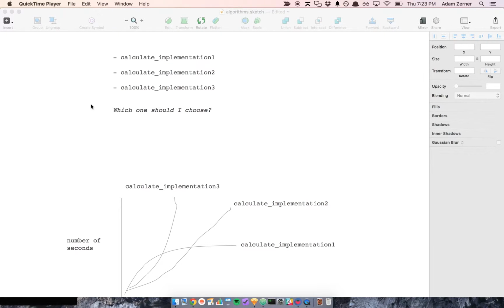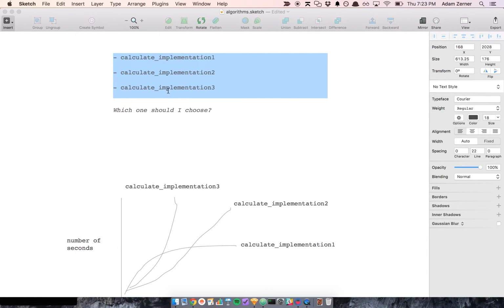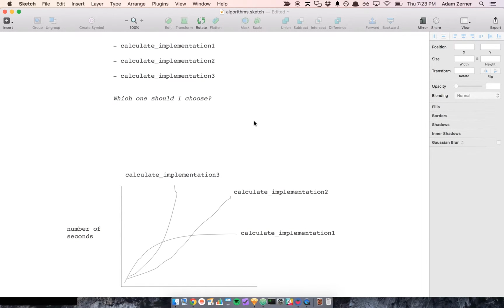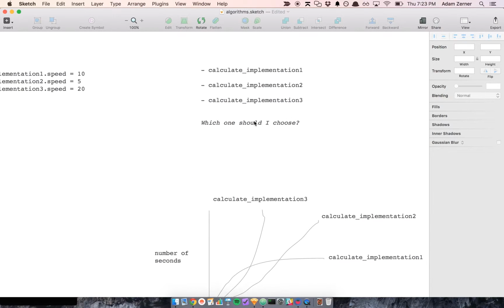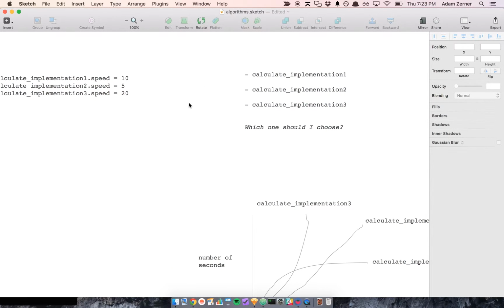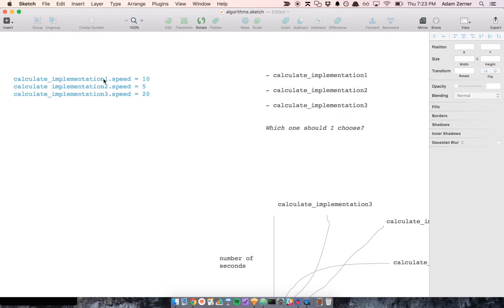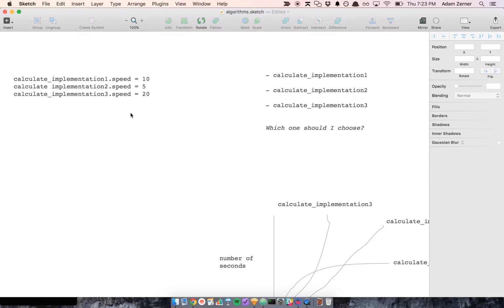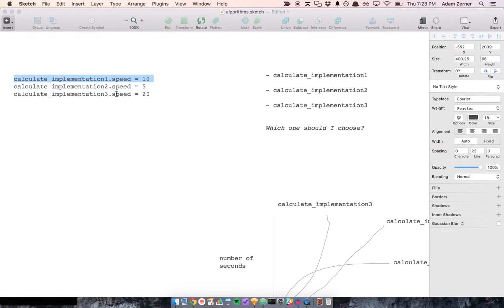Let's say that you've got this algorithm called calculate, and you come up with 3 different implementations for it, and you're trying to decide which one to use. One thing you're going to care about is how fast each implementation is. But an algorithm doesn't possess speed as a property. You can't say that 1 has a speed of 10, 2 has a speed of 5, and 3 has a speed of 20, and say that 1 is better than 2 and 3 is better than 1.